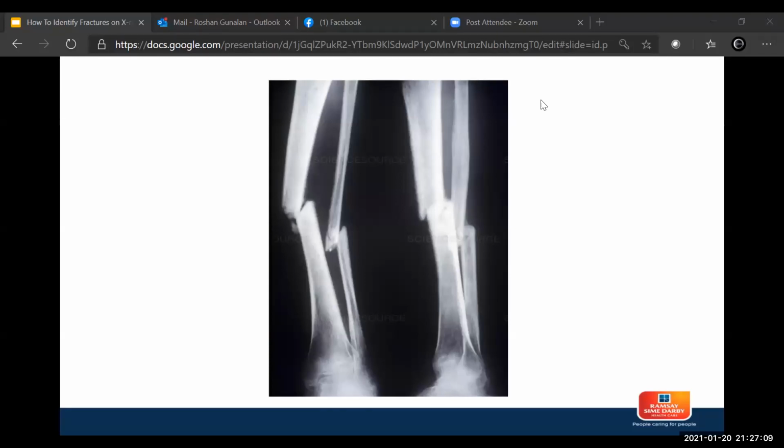Okay, that's very good. Monisha said inadequate view, because you cannot see the knee joint, yeah? You can only see the ankle joint. So a very good pickup there.